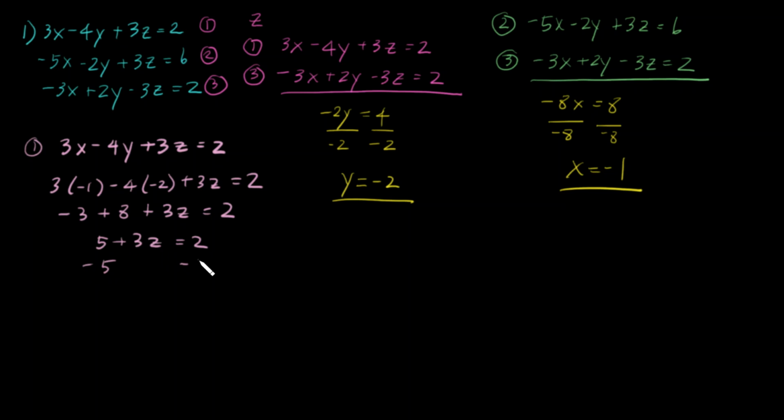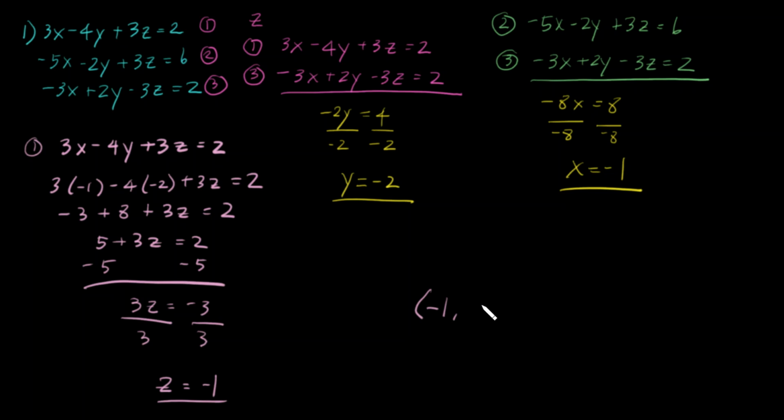Subtract 5 on both sides, so we end up with 3z equals -3. Divide both sides by 3, and z equals -1. So our solution is -1, comma, -2, comma, -1. And guys, that's our final answer. Okay? And good job.